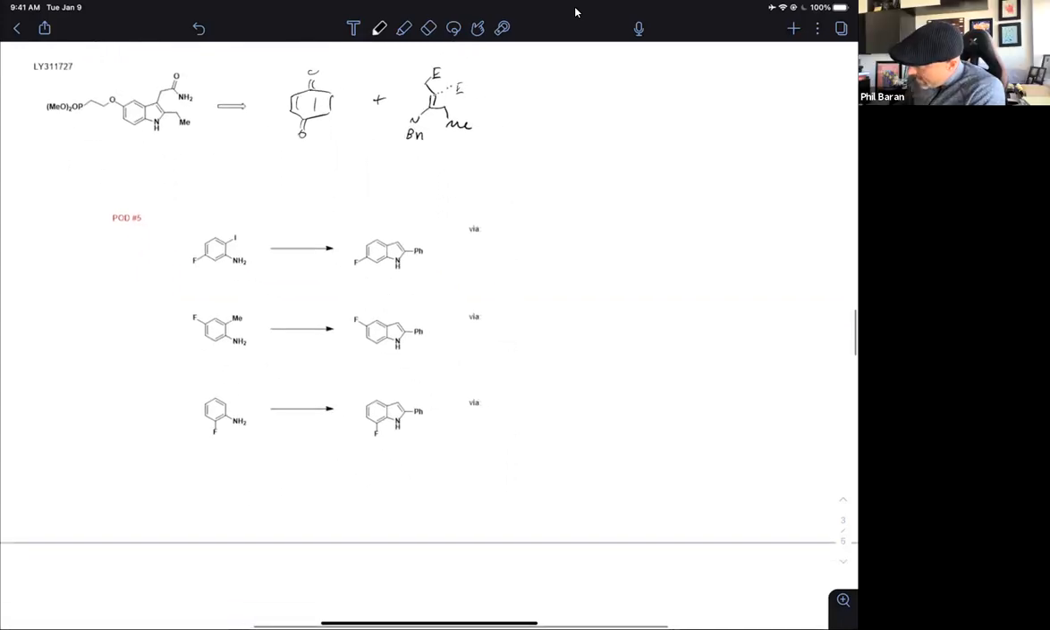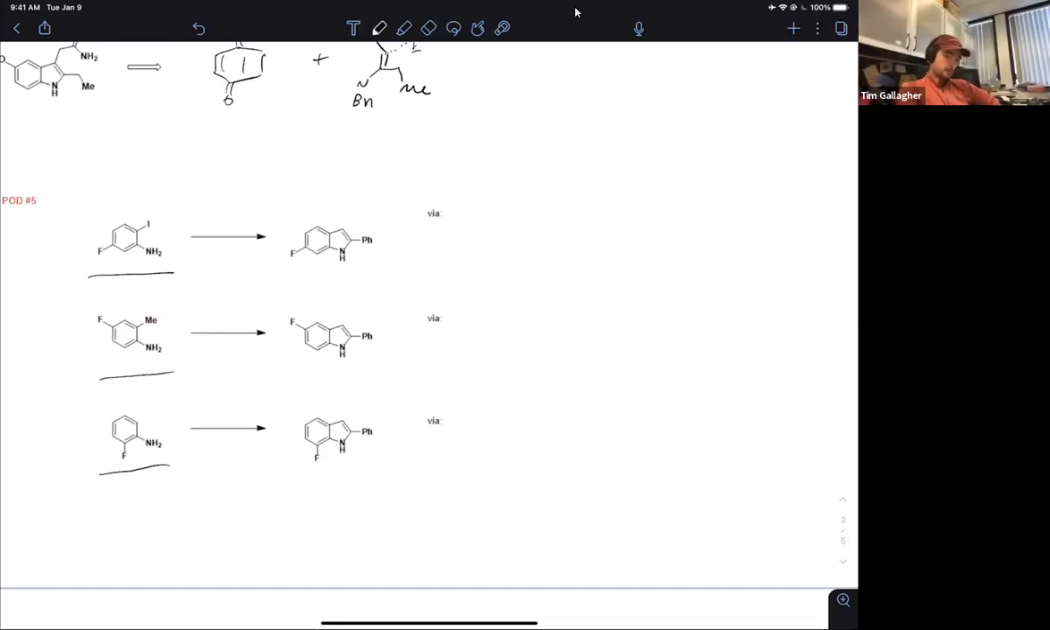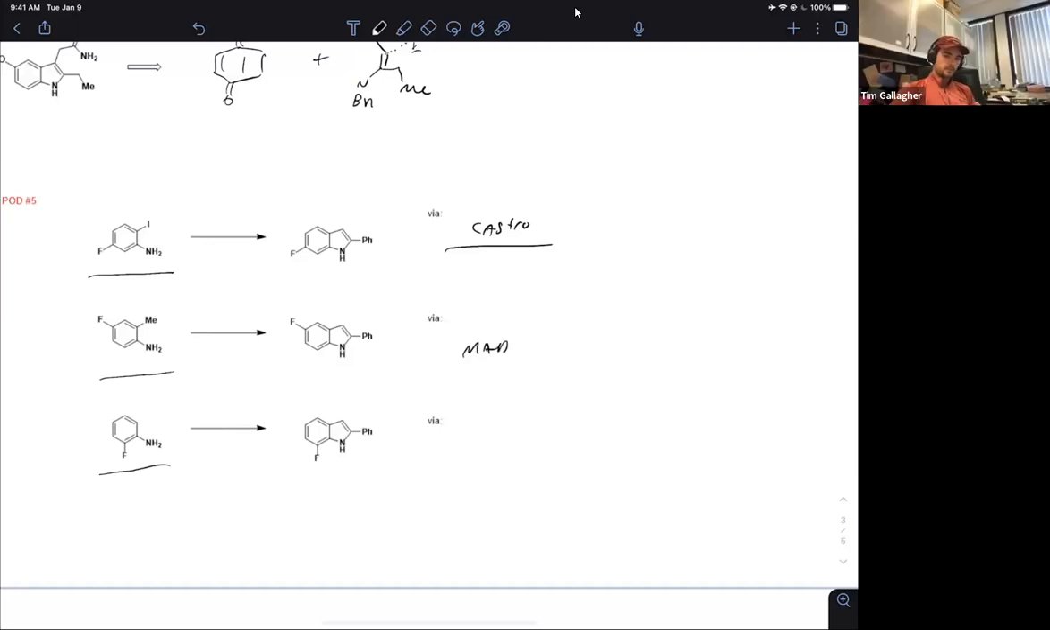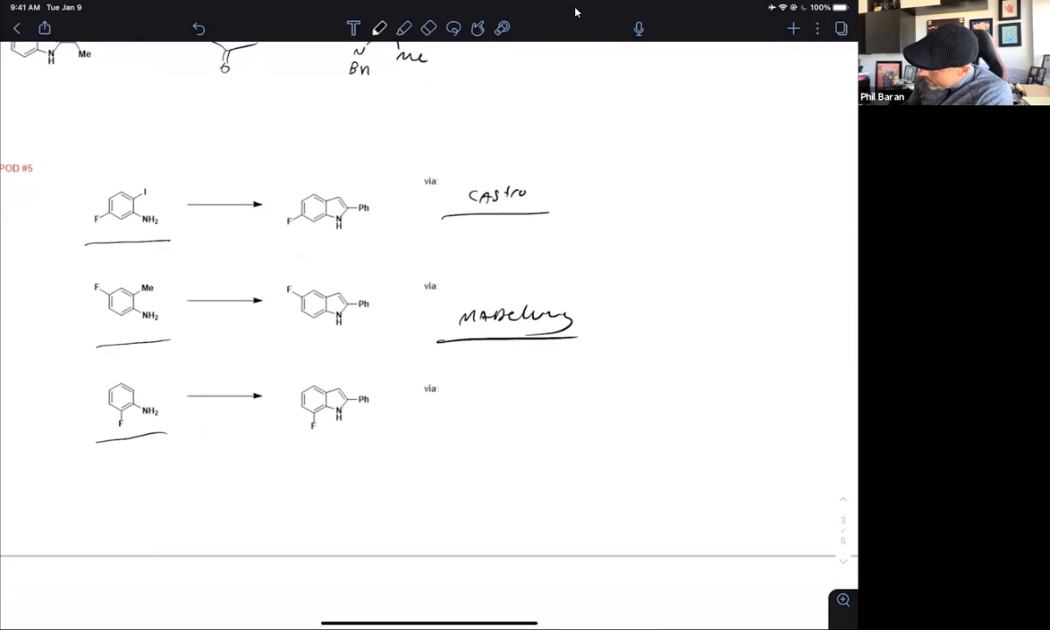All right, problem day number 5. We need some very quick, you can just shout them out, quick ways. We have the given starting material and we just need the conditions for doing it. So for the first one, Castro. Oh, sorry, say that again. Castro. Second one. Madelung, Madelung. Third one. Gassman.